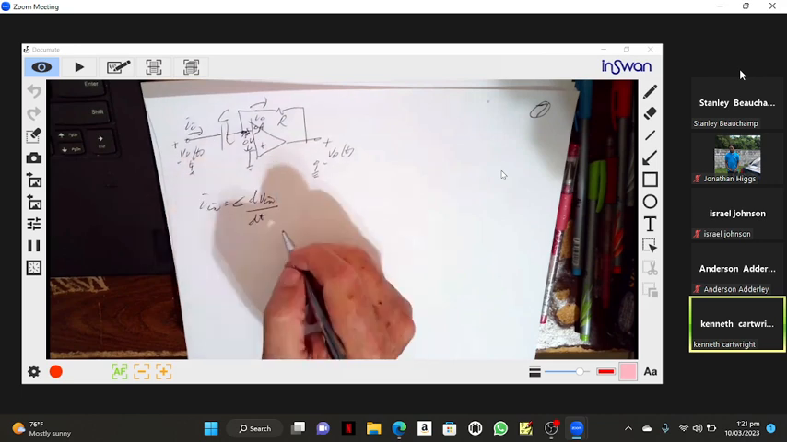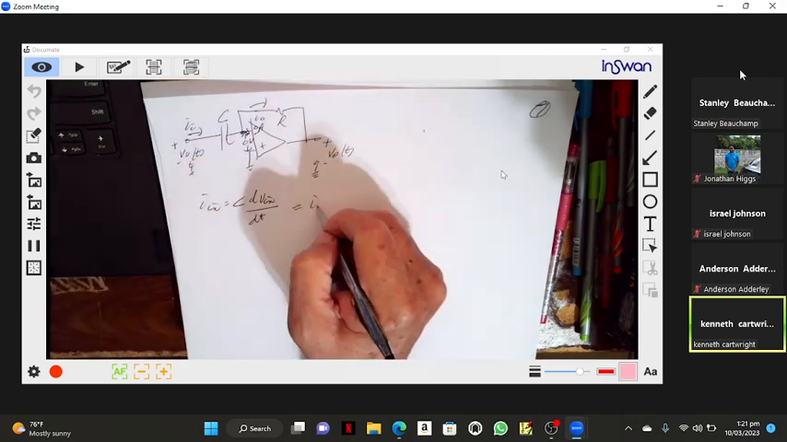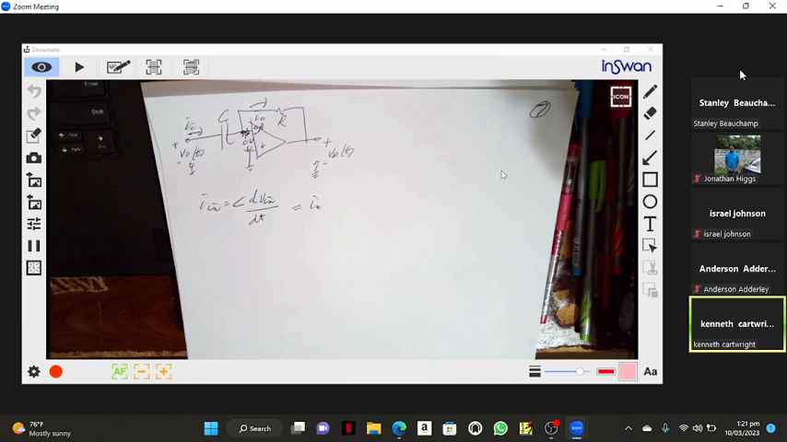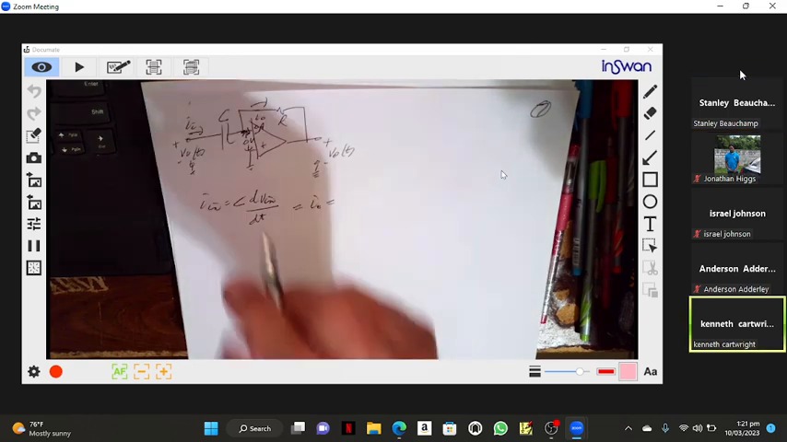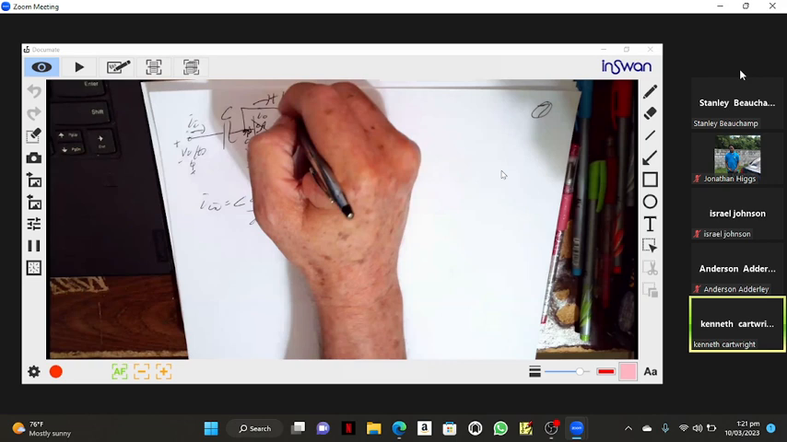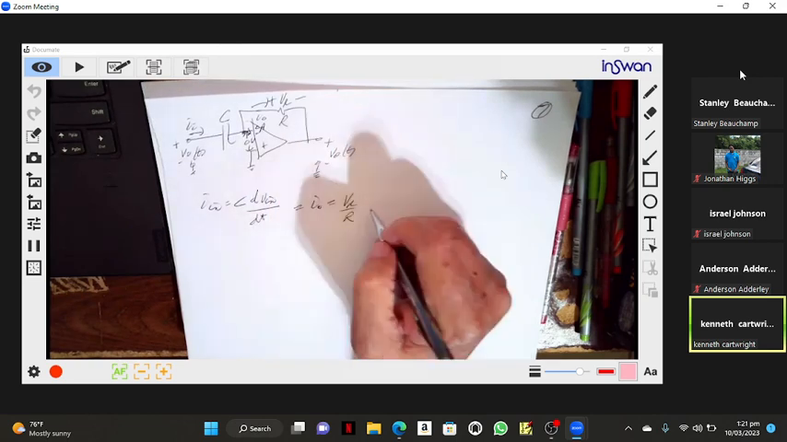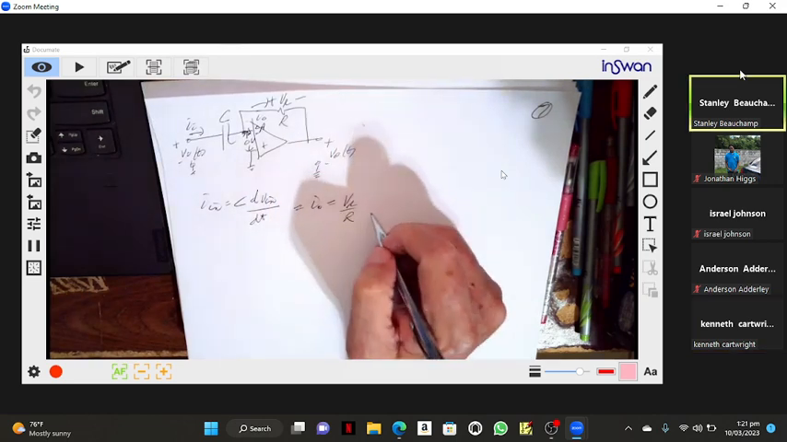What's I_out equal to? That's the voltage across the resistor divided by the resistance. All right, so let's call that V_R. That's V_R divided by R. What's V_R equal to? You can use KVL again.